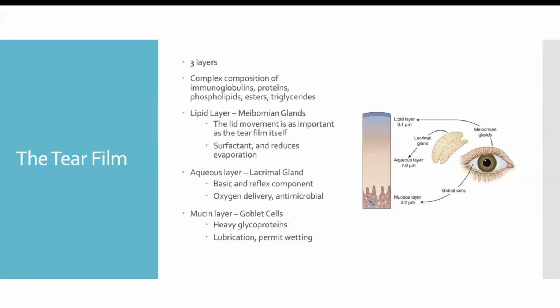You've got your lipid layer by your meibomian glands. This is your sort of fatty layer. It's a surfactant and it essentially reduces the evaporation of the tear film underneath it.